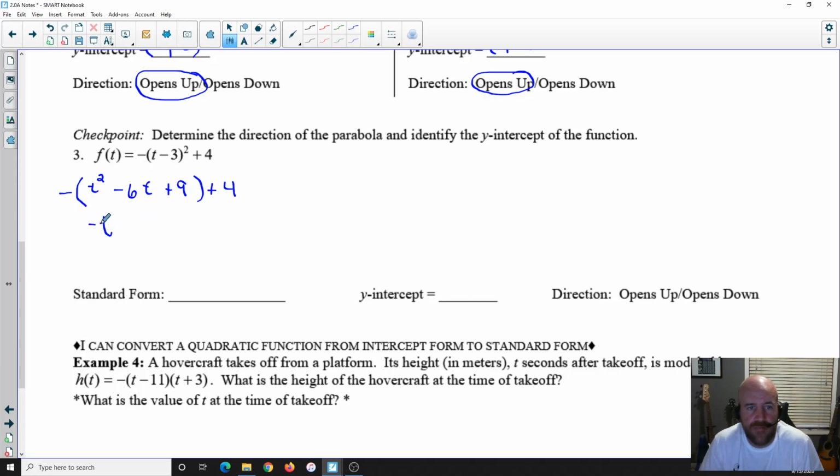So negative t squared plus 6t minus 9 plus 4. Combine these like terms here to get the negative 5 on the end. So negative t squared plus 6t minus 5. Y-intercept is our c value, which is negative 5. And we have a positive 1 out front, so that's going to open down.